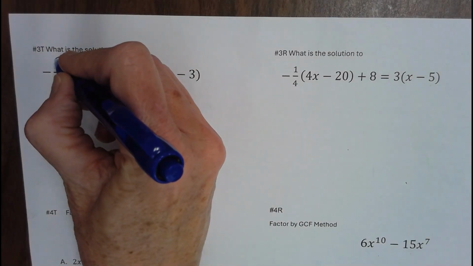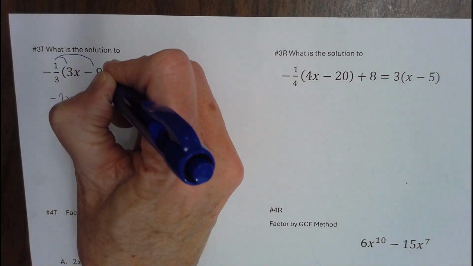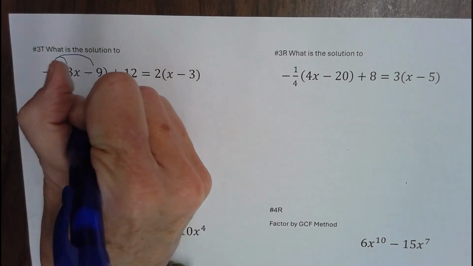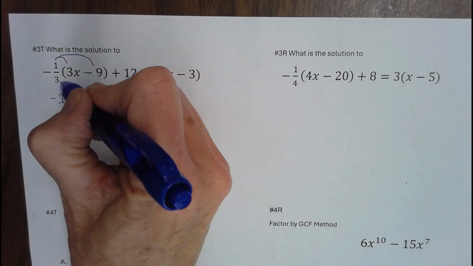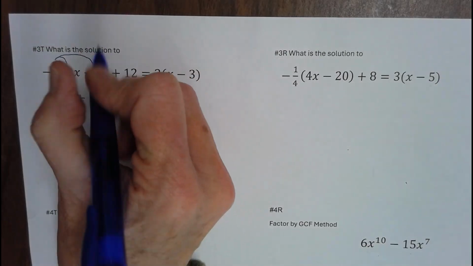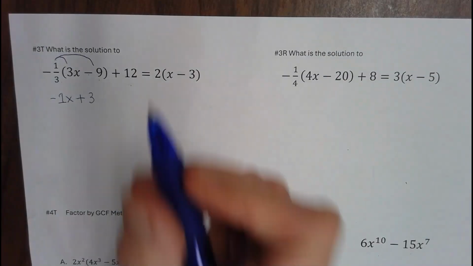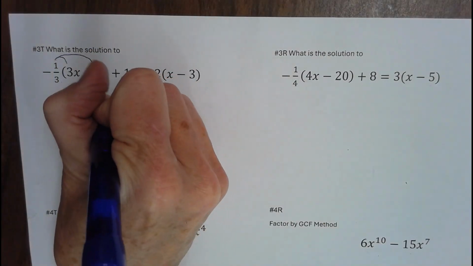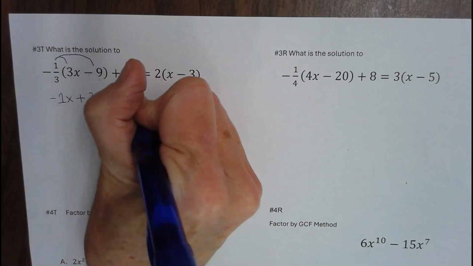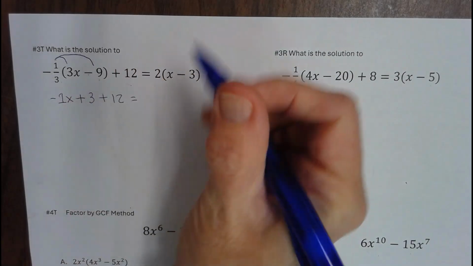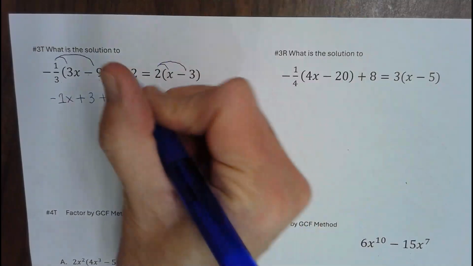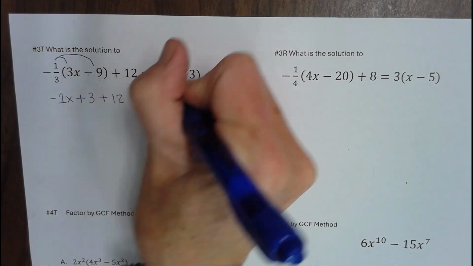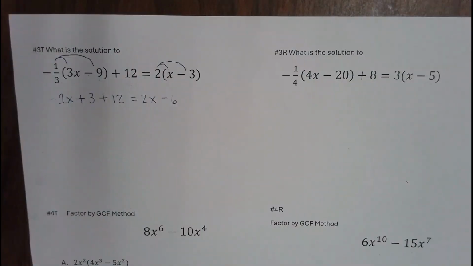Now I'm going to distribute negative 1/3 to the negative 9. Well, negative times negative is positive, and now I have a 9 on top and a 3 on the bottom. 9 divided by 3 is 3. I'm going to bring down my plus 12, my equal sign. I can go ahead and distribute on the right side of the equation. 2 times x is 2x. 2 times negative 3 is negative.